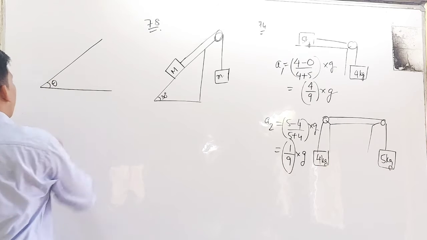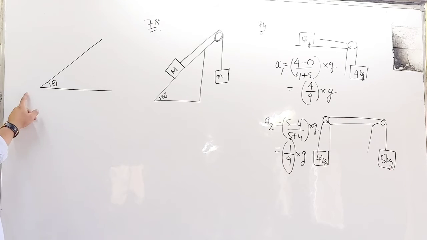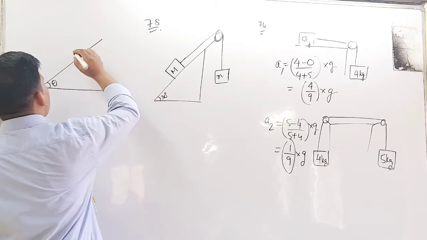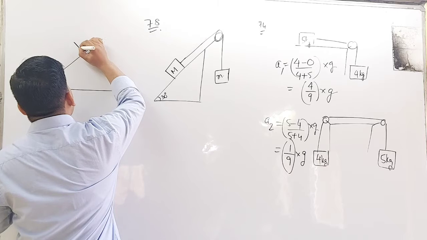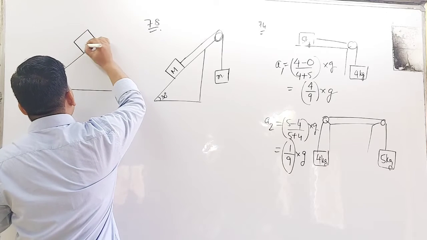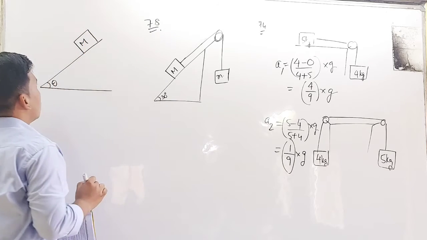We have theta. Theta is the angle of inclination for this smooth surface. We have a mass m. This is mass m.